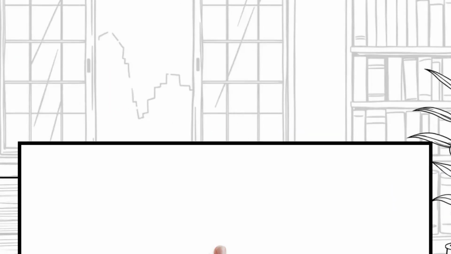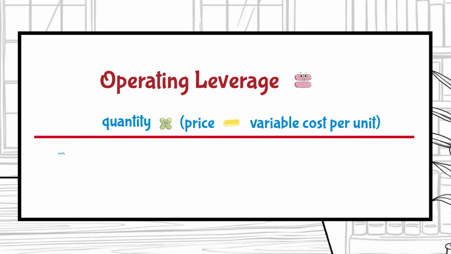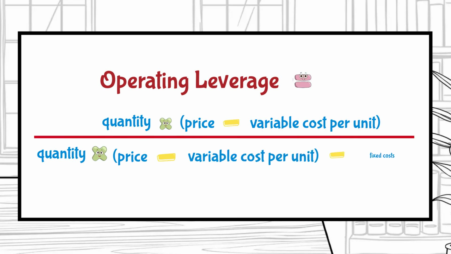Operating leverage can be calculated using the following formula. Operating leverage equals quantity times price minus variable cost per unit, divided by quantity times price minus variable cost per unit, minus fixed costs.